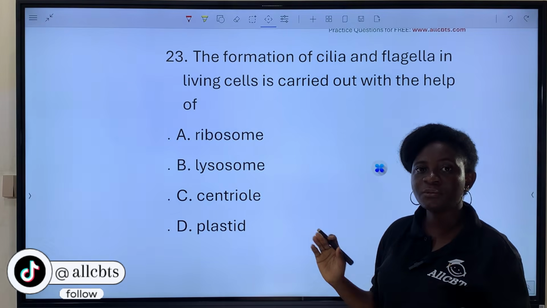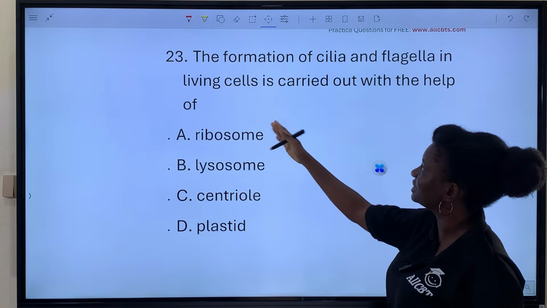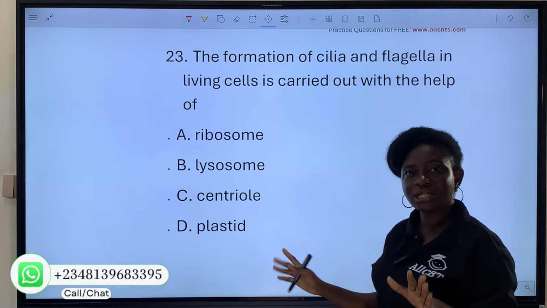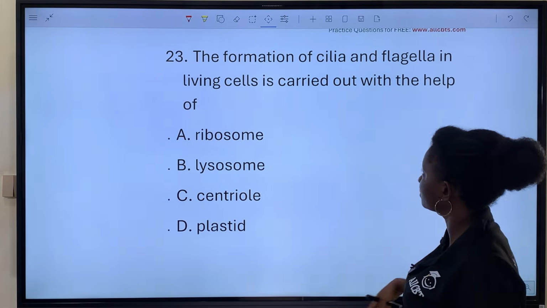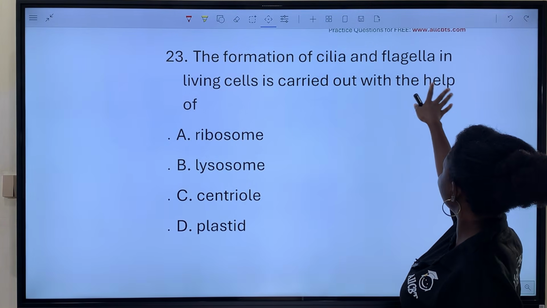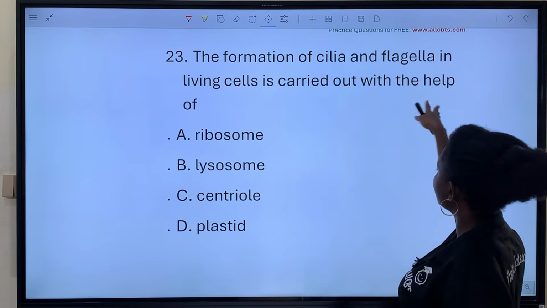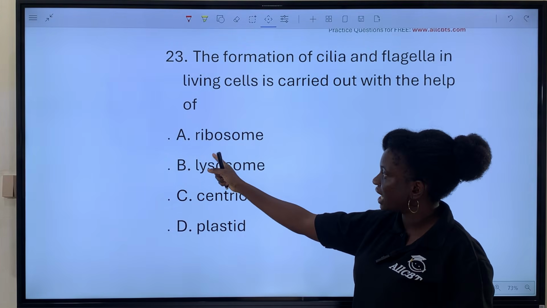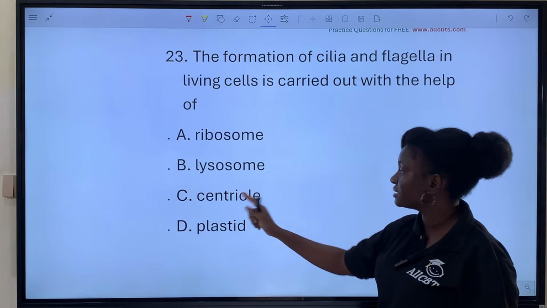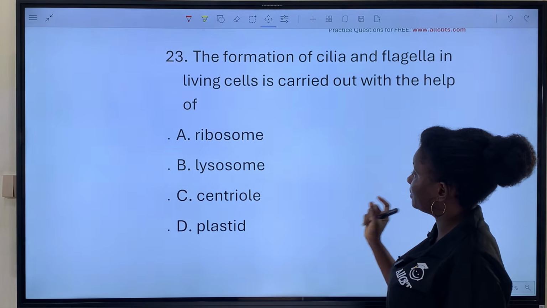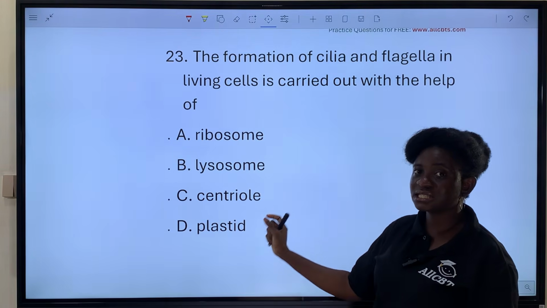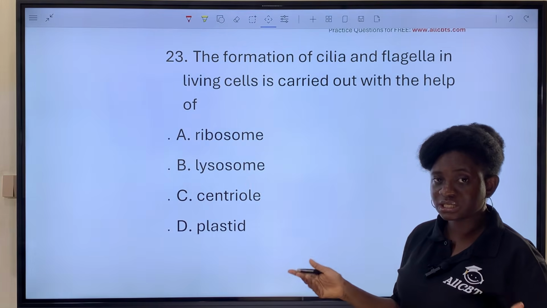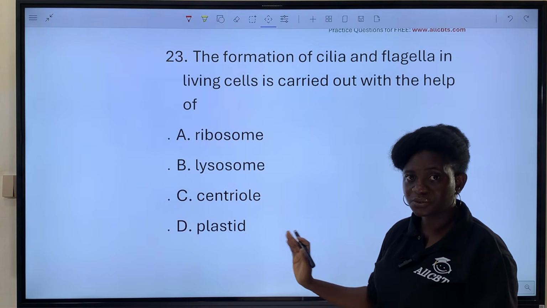Question 23. The formation of cilia and flagella in living cells is carried out with the help of... When we say cilia and flagella, they are mainly used for movement in organisms. Let's go through the options one after the other. We have A, ribosome; B, lysosome; C, centrosome; D, plastid. The correct answer here is centrosome. The centrosome helps in the formation of cilia and flagella in organisms. So that is why option C is the correct answer.